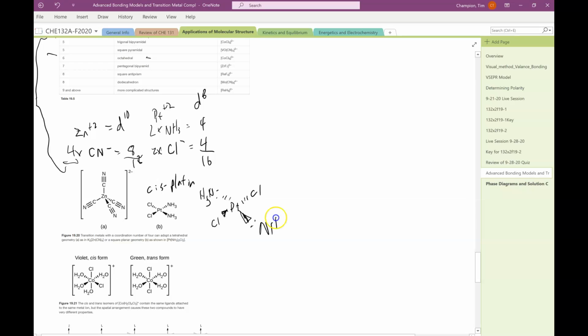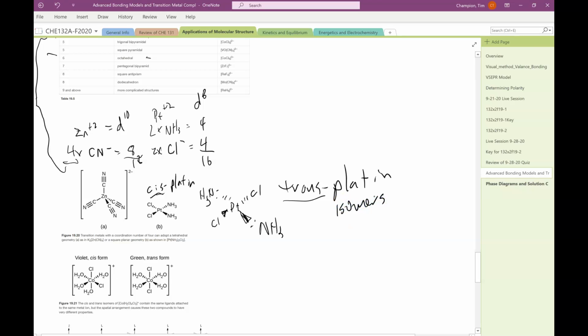I usually write my neutral lone pairs there to show them. So this would be called transplatin, and that's again a kind of a common name for it. Cis and trans are usually underlined. You will use those in organic chemistry a lot to talk about isomers, right? Those are isomers.